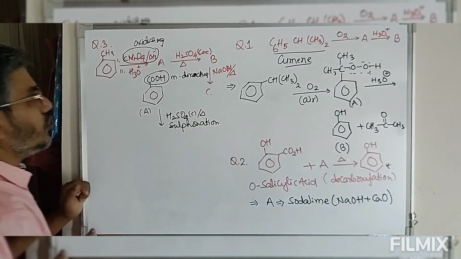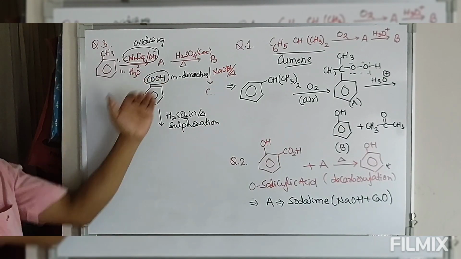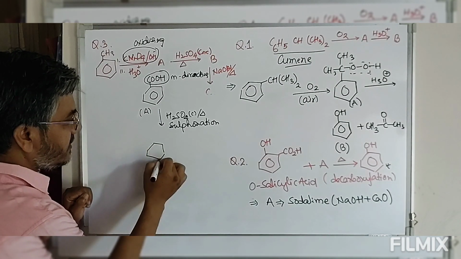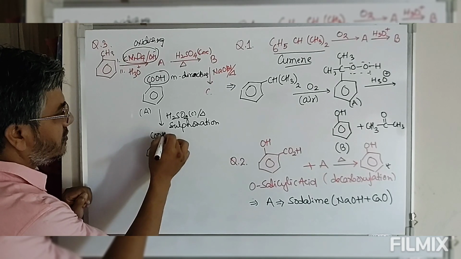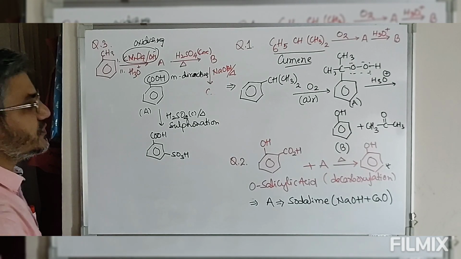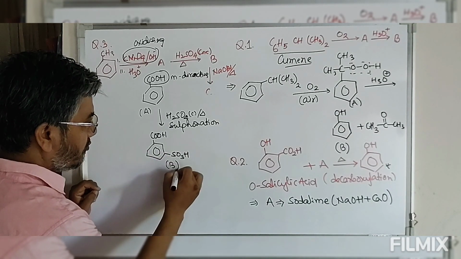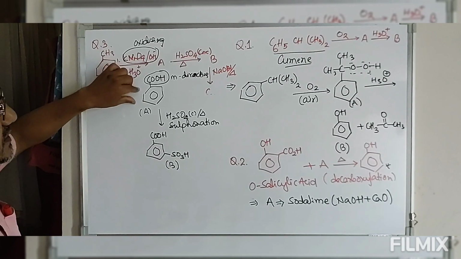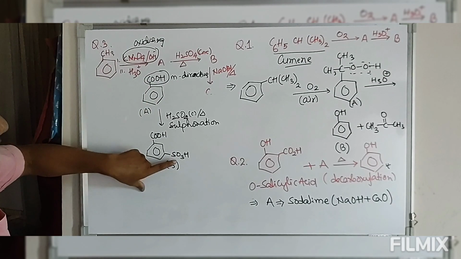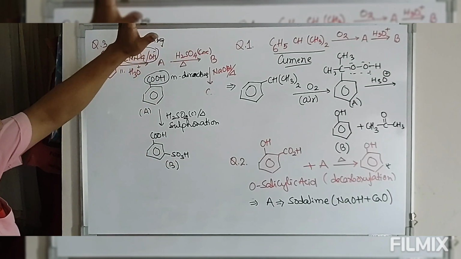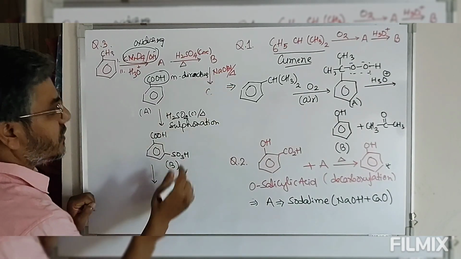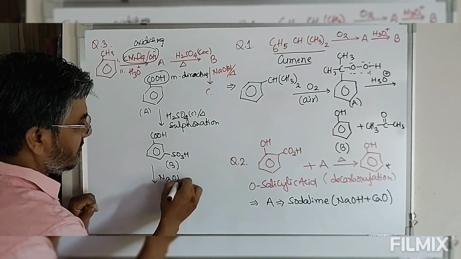Since the acidic group is a meta-directing group, the electrophile will go to the meta position. So we'll have substitution at meta, there is sulfonation at the meta position. This is our compound B. So benzoic acid on sulfonation with concentrated sulfuric acid gives you substitution at the meta position, because the acid group is a meta-directing group. Now this compound B on heating with sodium hydroxide means fusion with sodium hydroxide.